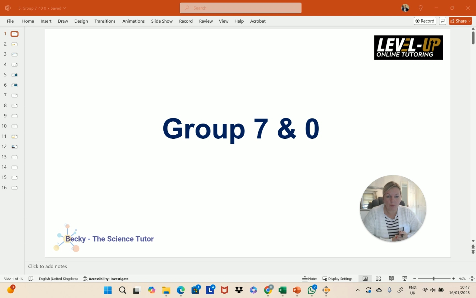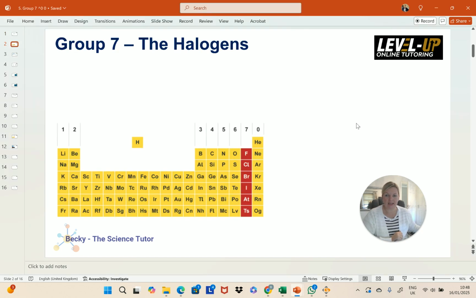We looked at the group 1 elements. In this one we're going to have a look at group 7 and group 0. We're going to look at similar ideas. We're going to have a look at how their reactivity changes down the group and just have a look at some of the general trends in their properties as we move down the group. So let's dive straight in.